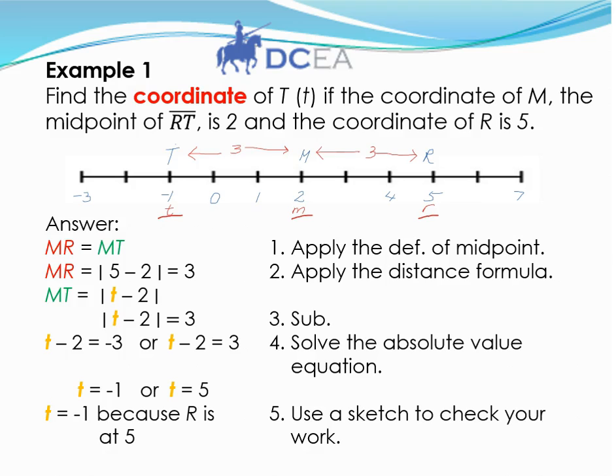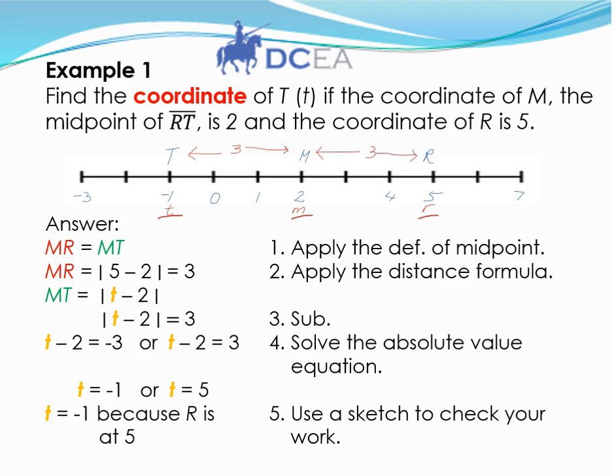So from just looking at the number line, we can tell that the distance from M to T is 3. You go one space at a time. So 1, 2, and 3. From M to R, the distance is also 3. 1, 2, 3. So you can do that visually.